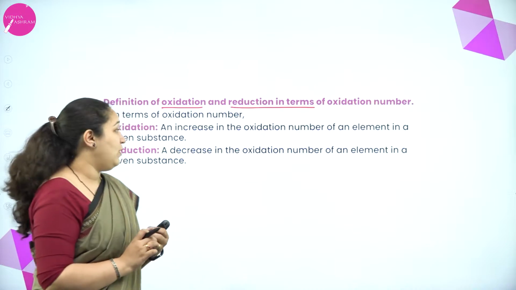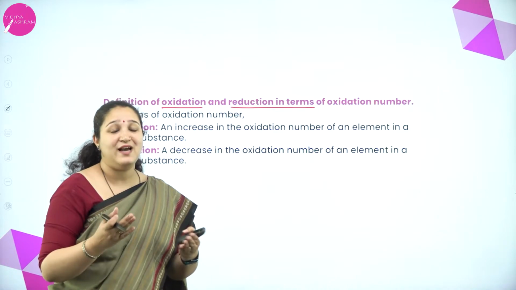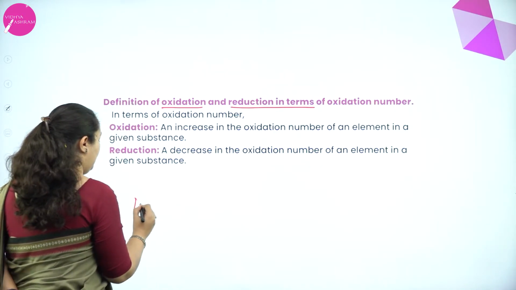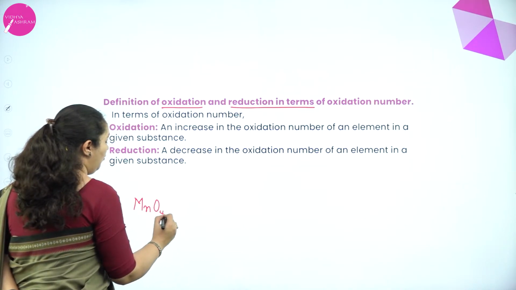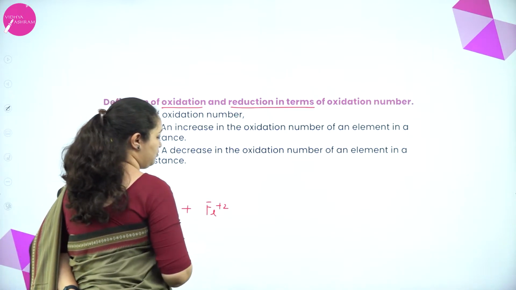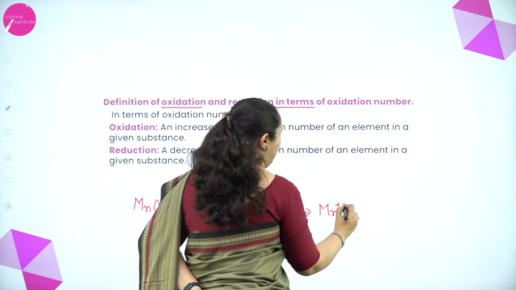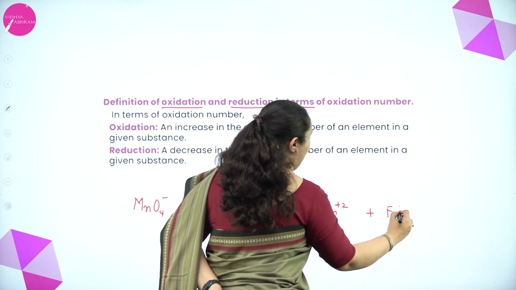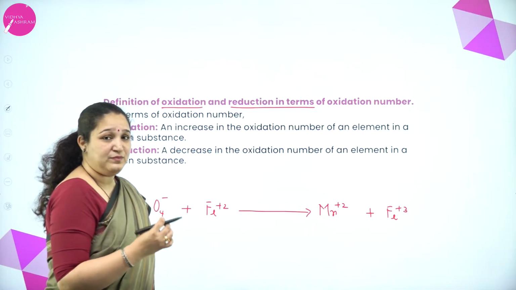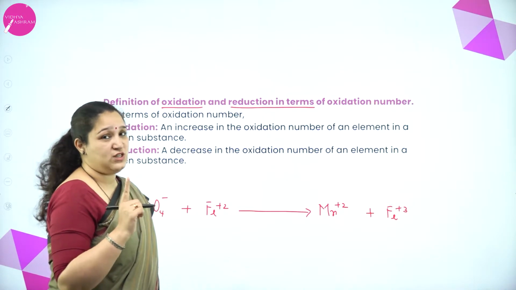So here, to understand oxidation and reduction in terms of oxidation number, I shall take one example. So the example what we are going to take is MnO4 minus plus Fe plus 2 state is giving Mn plus 2 and Fe plus 3. So now using this equation, I'll explain what is oxidation and what is reduction in terms of oxidation number.